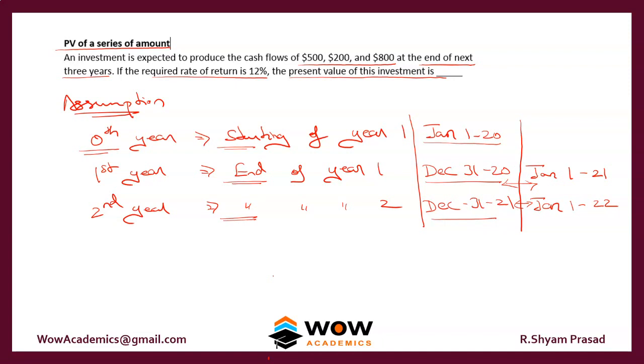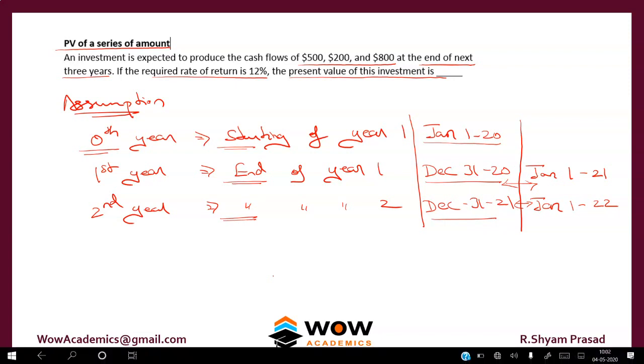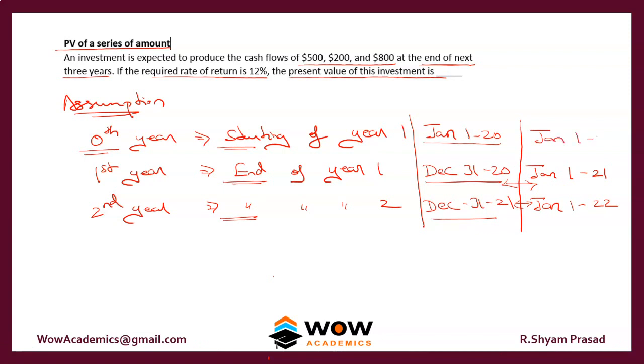If a problem states that the first cash flow is received today, and today is January 1 2020, and the next cash flows are going to be received at the starting of the year, so 1st January 21, 1st January 22, then there is just a 1 year difference between the two. This refers to the 0th year, and the cash flow received a year later will be called the first year, and the next the second year. That's how it works.